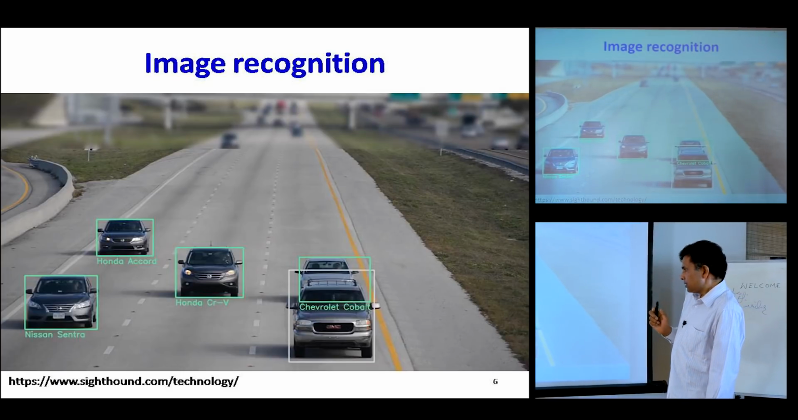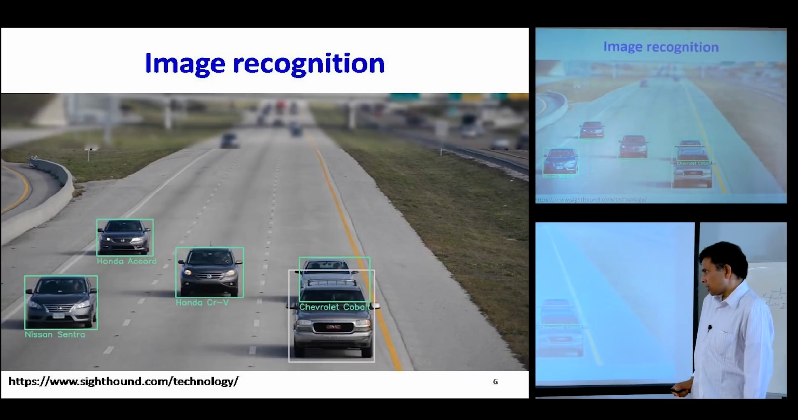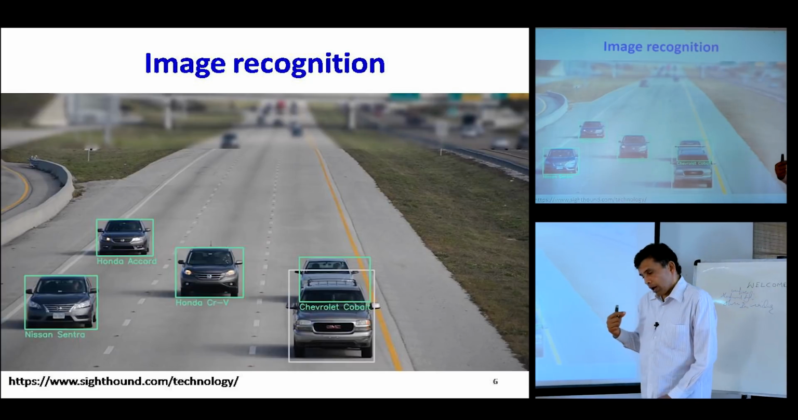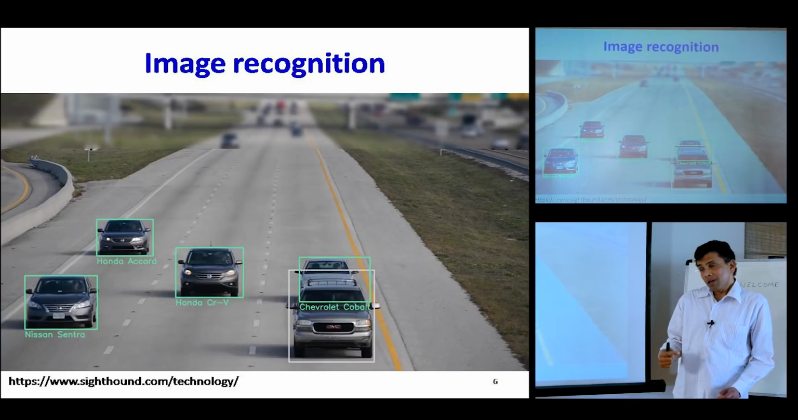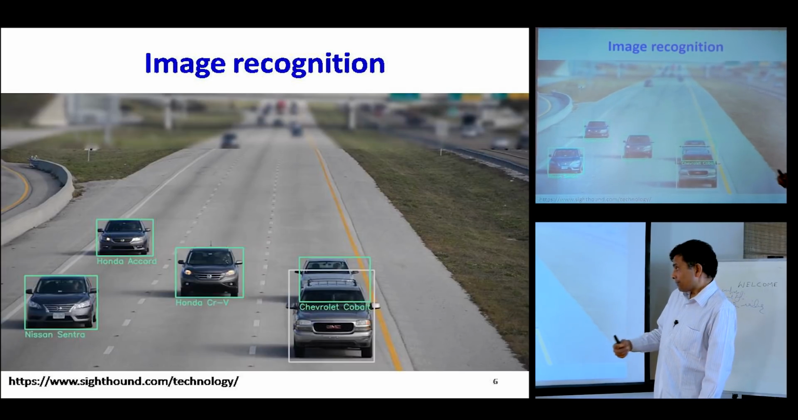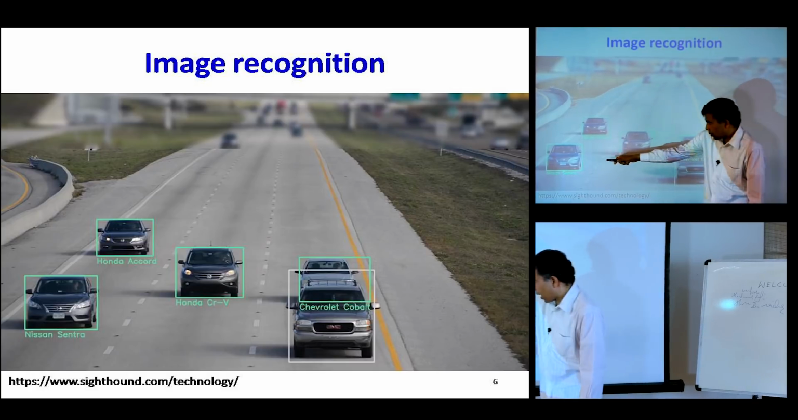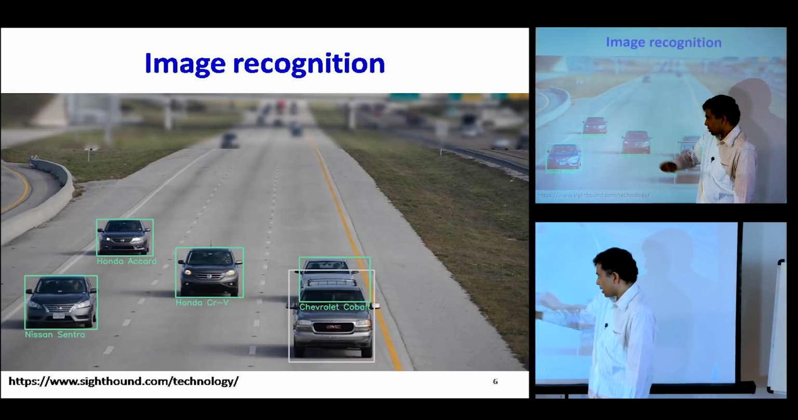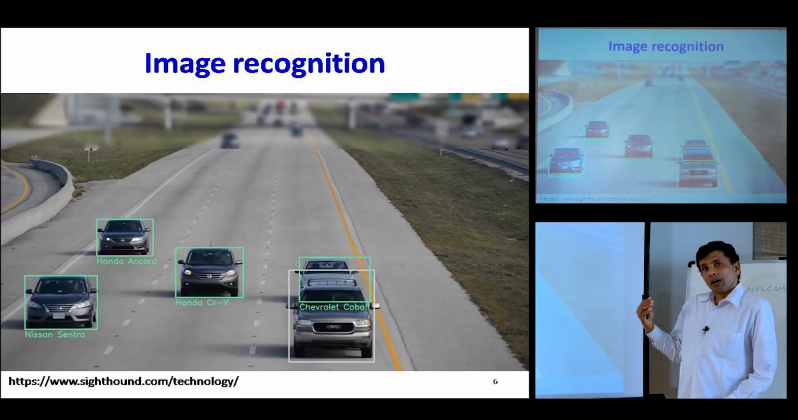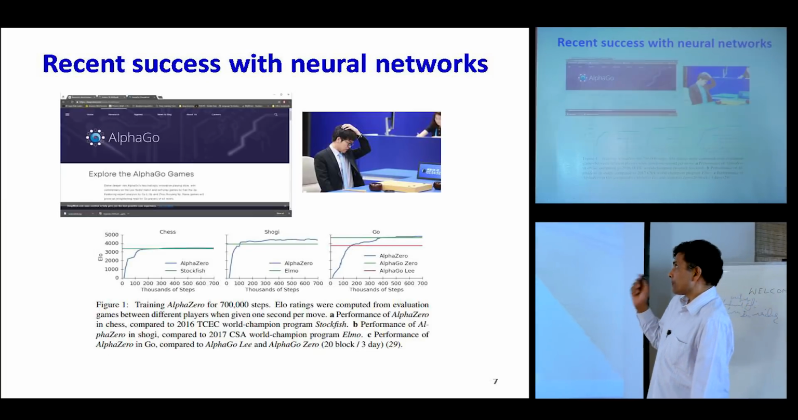Here's another example. This is from a website called sitehound.com. And they have a video purporting to show a deep neural network-based system tracking and labeling cars on the highway in real time. And here is a typical snapshot of the output. It's found and labeled a Nissan Sentra, a Honda Accord, a Honda CR-V. Now again, this is a phenomenal performance, and this wouldn't be possible without deep neural networks.